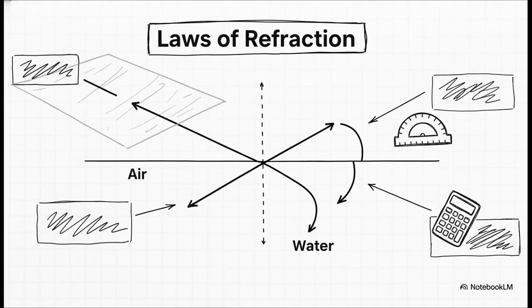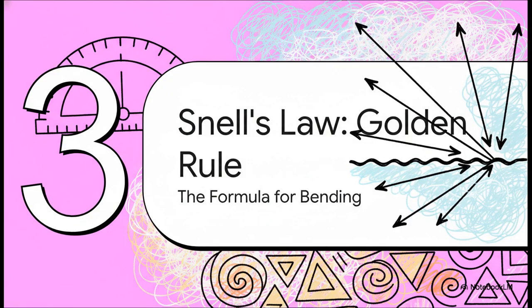Now, this bending isn't just random chaos. A scientist named Snell figured out through a ton of experiments that light follows two very specific rules here. The first one's pretty straightforward. The incoming ray, the bent ray, and that normal line we just talked about, they all lie on the same flat surface, the same plane. But the second law, well, this is where the magic really happens. It turns out there is a precise mathematical link between the angle the light comes in at and the angle it bends to.